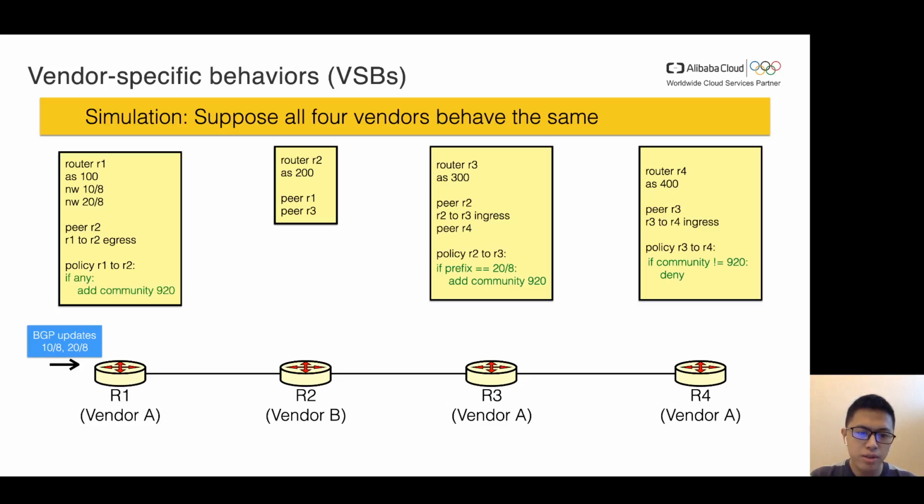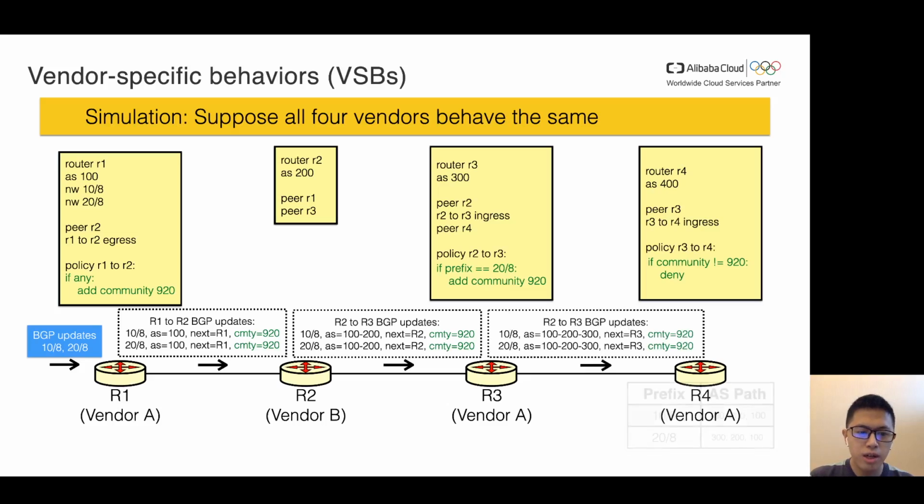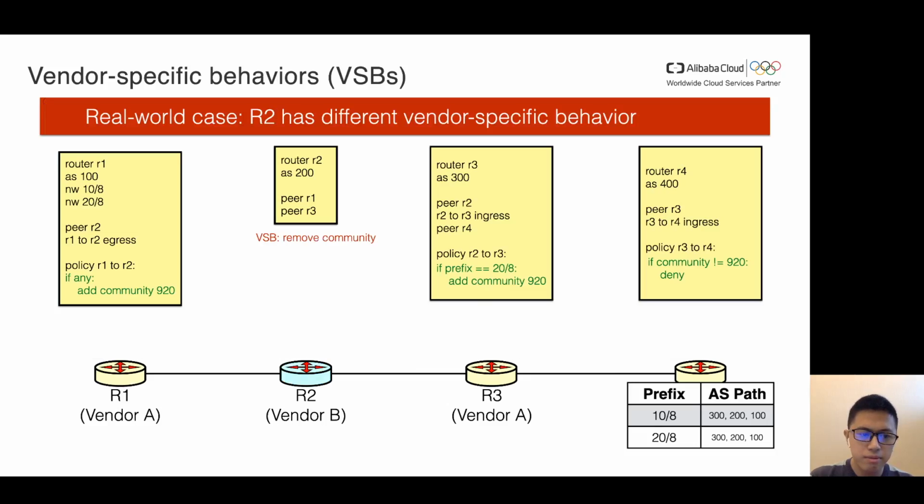R1 adds the community to them and sends them to R2. R2 keeps the community, then comes R3. R3 tries to add the community to prefix 20/8, but finds it already exists. Finally, R4 accepts both of the prefixes and generates the routing table. Unbeknownst to us, R2 in reality is from a different vendor from R1, R3, and R4.